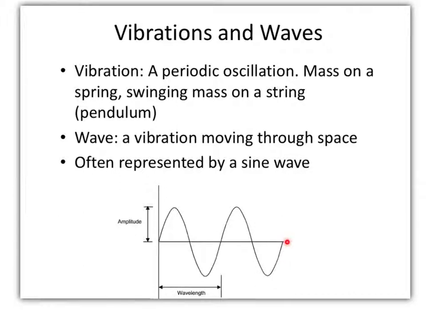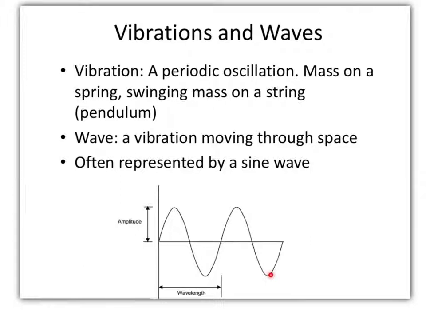A couple of definitions here. The height of the wave from this neutral position here, that's called the amplitude of the wave. And then the wavelength, the length of the wave, is the distance from here to here. By the way, you could also measure the wavelength from the top of the wave to the top of the next wave, or the bottom of this first wave to the bottom of the next wave.